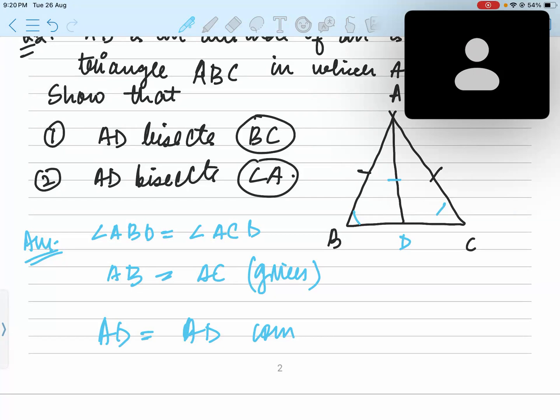How SAS? How is it SAS? Now tell me. Because side, angle and side. Tell me, which congruency? Ma'am, RHS. How come RHS? RHS is for right angle, isn't it? Yes, ma'am.